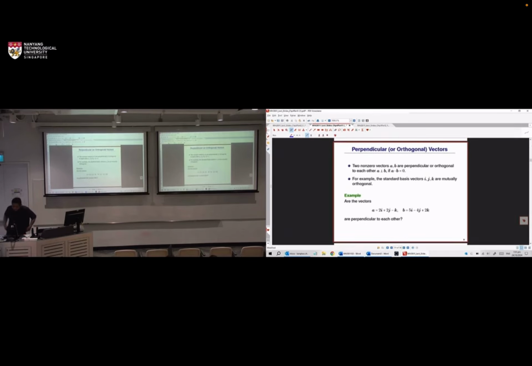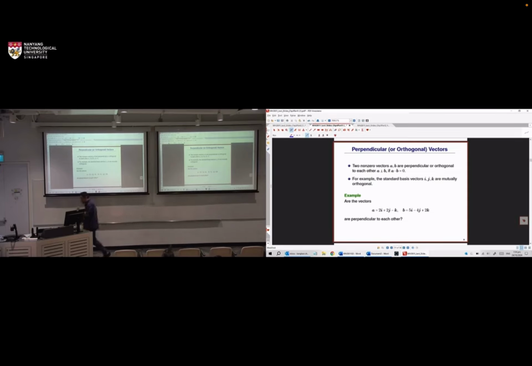Perpendicular, or some texts use the term orthogonal, they mean the same: 90 degrees. Two non-zero vectors A and B are perpendicular or orthogonal to each other if A dot B equals 0. For example, the standard basis vectors i, j, k are mutually orthogonal. You dot them, they will give you 0. I think it's clear cut.